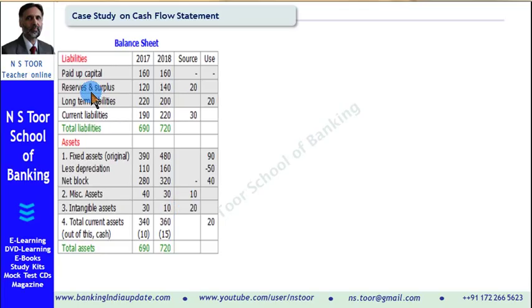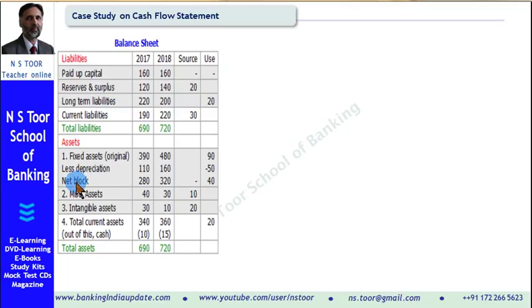So we calculate the sources and uses first on the basis of balance sheet, and then we shall make the adjustment with profit and loss account. So paid up capital, there is no change, so no source, no use. Reserve surpluses, there is increase, it is a source. Long-term liabilities, there is decrease, it is a use. Current liability, there is increase, it is a source.